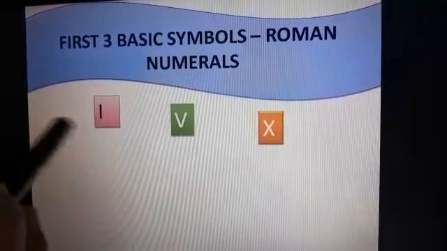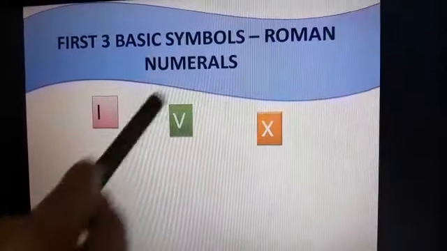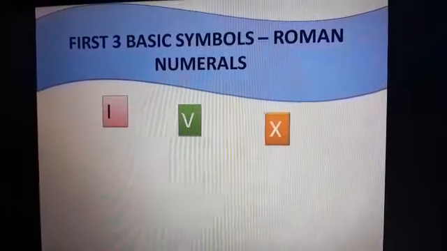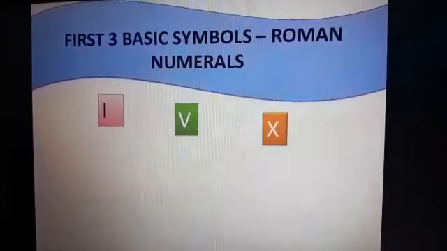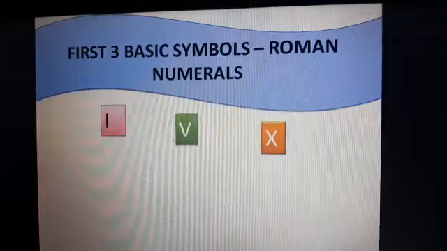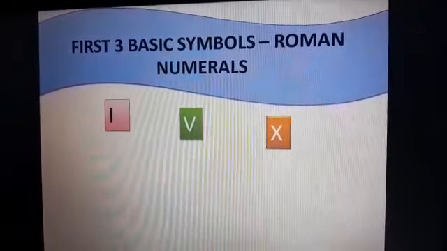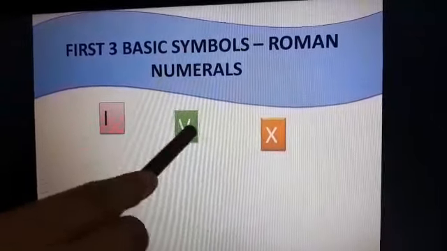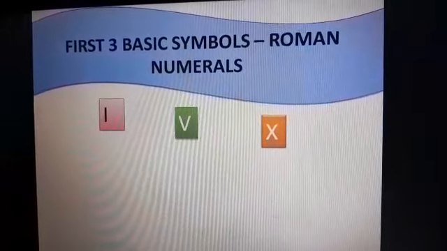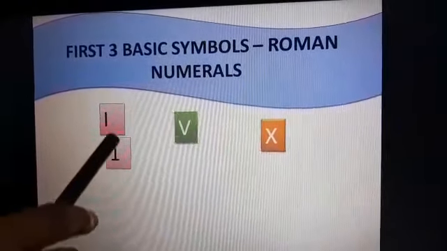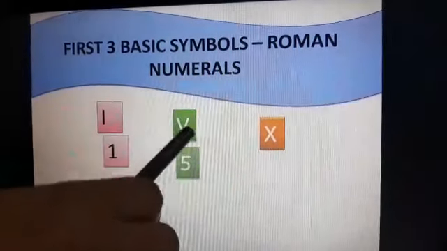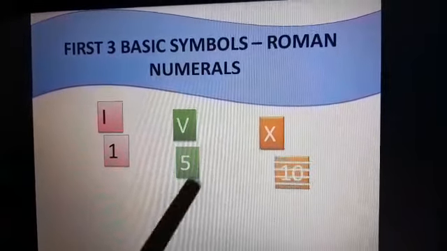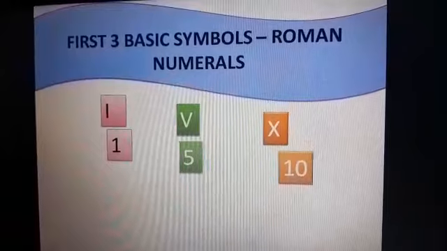Using these symbols, I, V and X, you can create numbers till 39. But in class 3, we will only create numbers till 20. So let's see what these symbols represent. I represents number 1, V represents number 5 and X represents number 10.